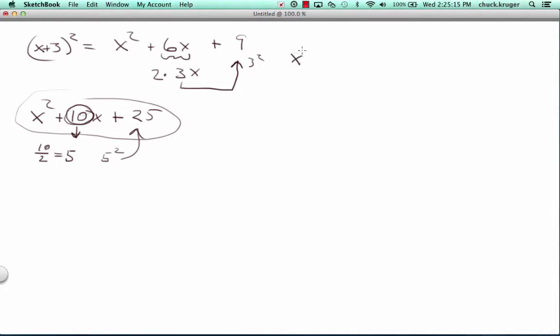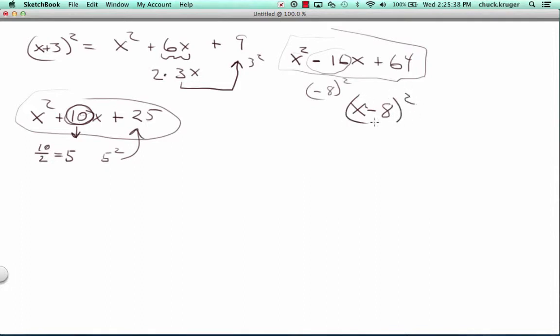Let's say I have x squared minus 16x. Well, half of this is a negative 8. And if I square it, negative 8 squared is going to be 64. So this is a trinomial square, which means it can be written in this form, x minus 8, the quantity squared. So that's the process of completing the square.